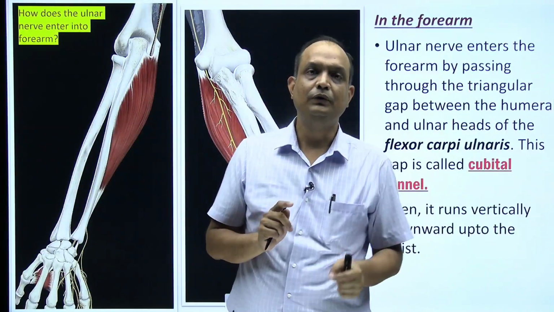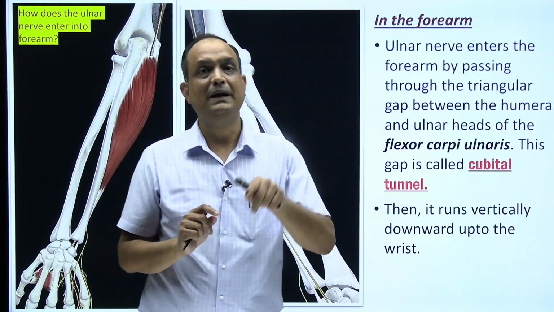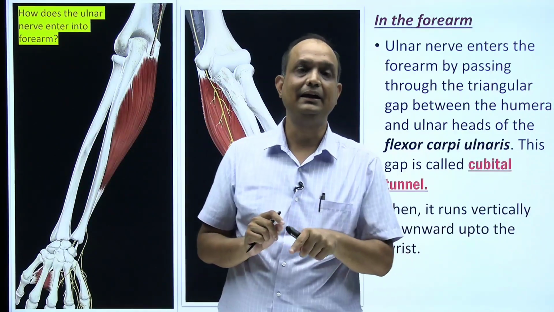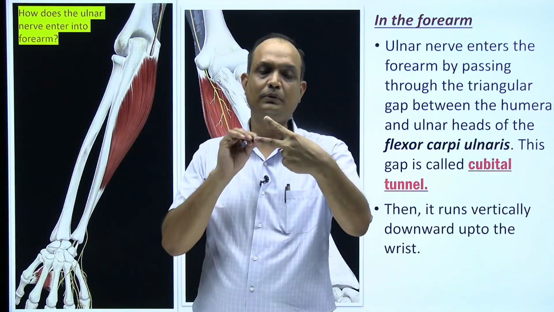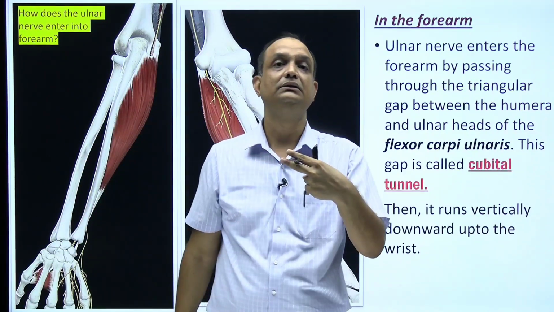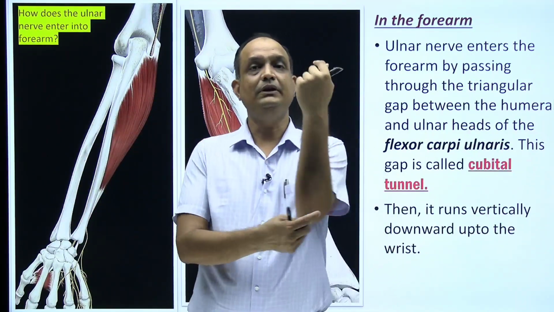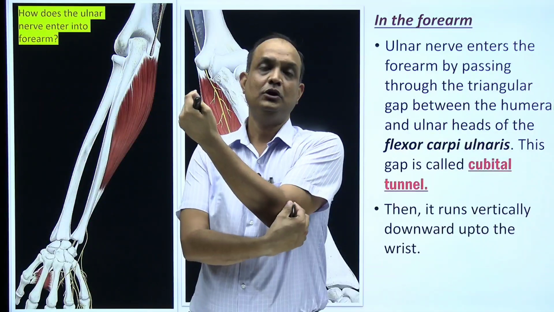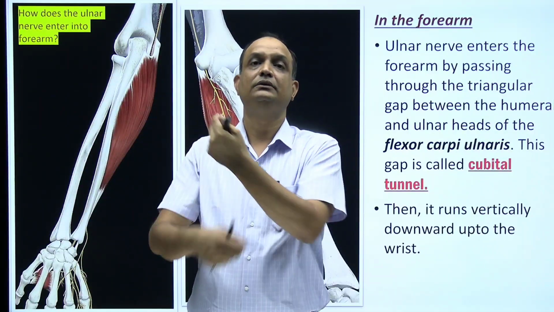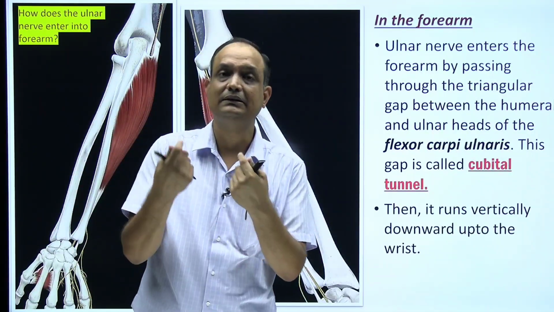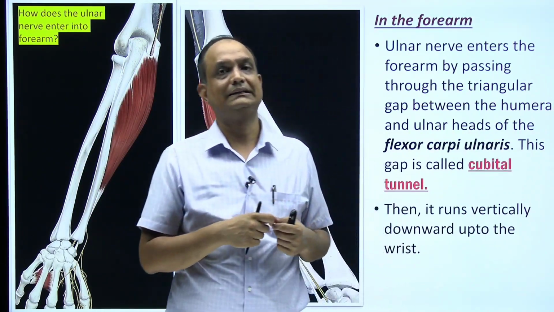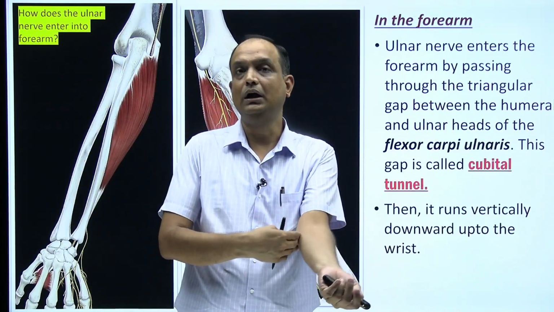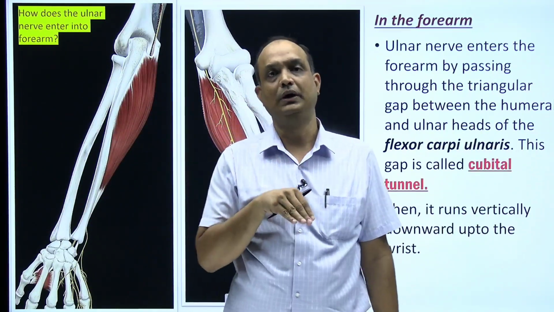Because there are a few nerves which pierce or pass between two heads, like the pronator teres, and between the two heads of pronator teres, the median nerve enters into the forearm. In the same way, you have the supinator, and your posterior interosseous nerve enters the posterior compartment by piercing the supinator. So, this question becomes important for your exam: how does the ulnar nerve enter into the forearm?